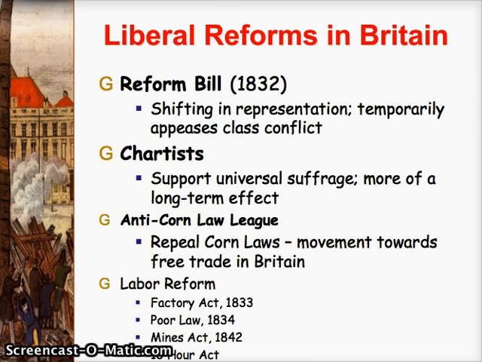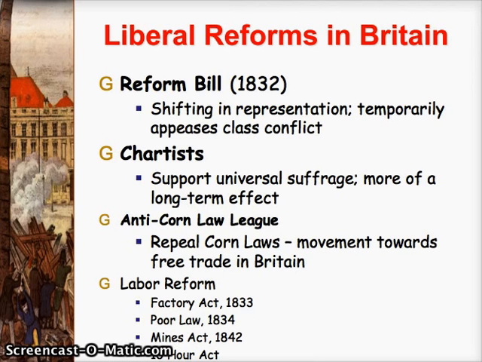Also, you're going to have the Poor Law of 1834. What this is going to do is provide workhouses for the healthy unemployed workers. So this is going to prevent vagrancy and crime. The Mines Act, we already talked about in chapter 22, but again, as a recap, it's going to prohibit child labor in the mines, and it's also going to prevent women from working in the mines. Women don't like this, but it's good for repressing child labor.